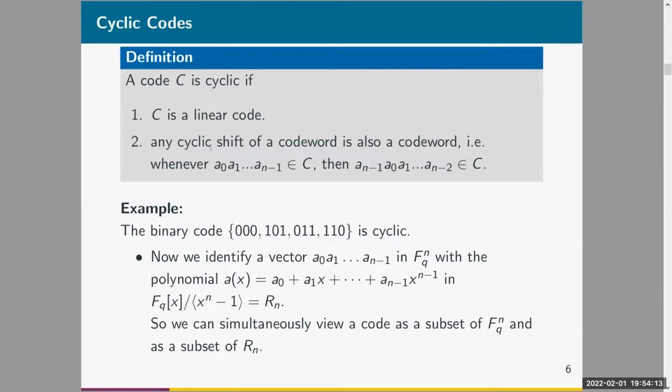For the cyclic code, this is a linear code, and also any cyclic shift of a codeword is again a codeword. That is, if (a0, a1, ..., an-1) is a codeword in C, then its circular shift (an-1, a0, a1, ..., an-2) is also in C.